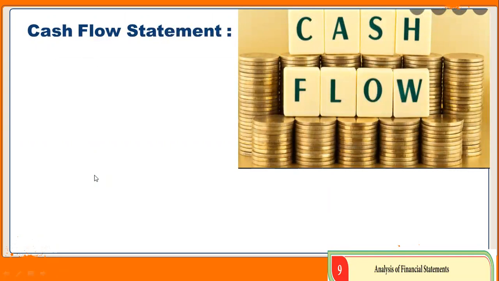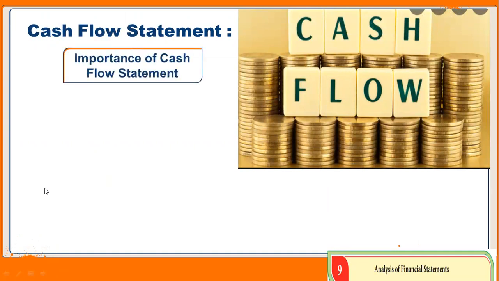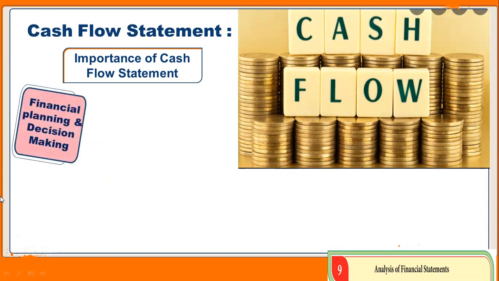Next term is cash flow statement. Cash flow statement summarizes sources of inflows, cash, and uses of cash outflows during a particular period. See the importance of cash flow statement. Number one, financial planning and decision making. It provides importance of uses of cash and equipments for a particular period and is used for management planning, operating, financial and investment requirements.